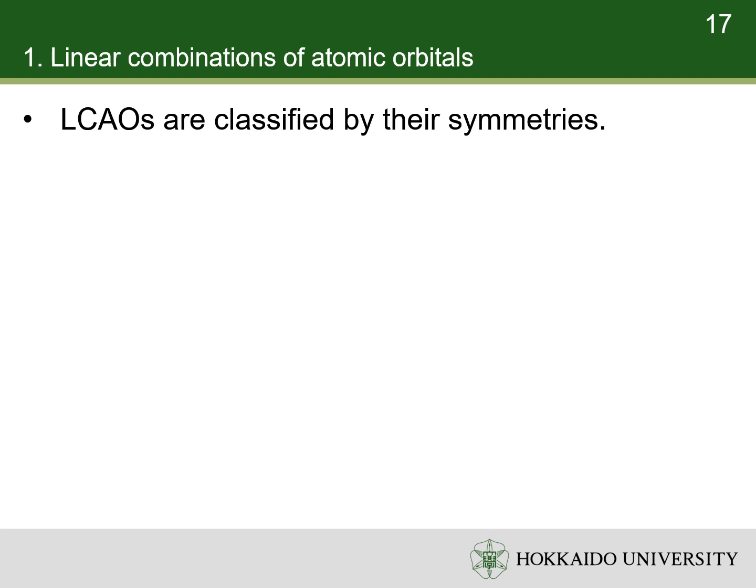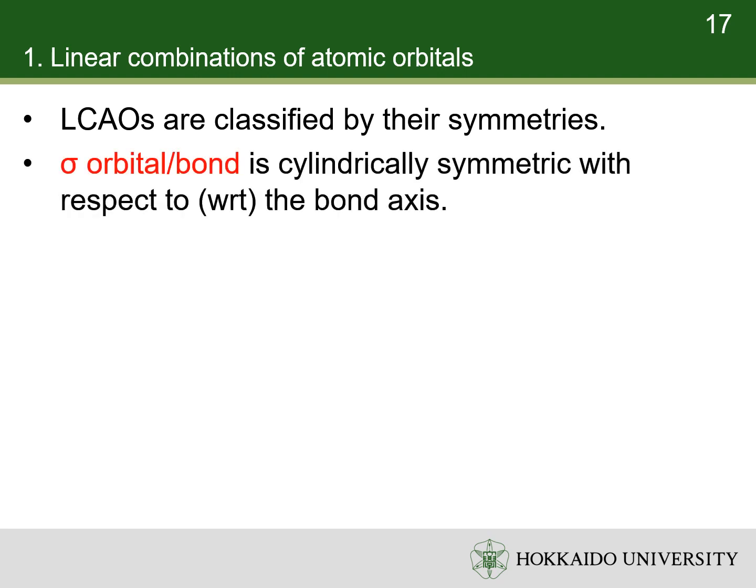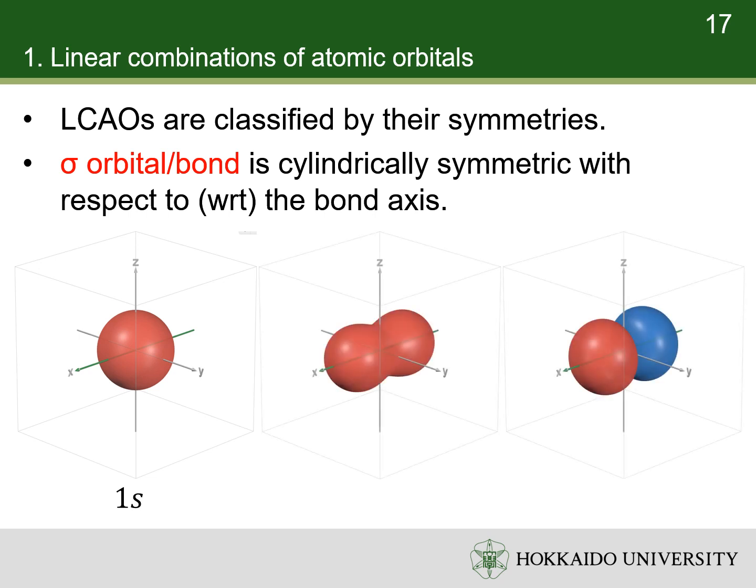LCAOs and chemical bonds are classified based on their symmetries. A sigma orbital is cylindrically symmetric with respect to the bond axis, which is the straight line that connects the nuclei bonded to each other. For example, the 1s orbitals are cylindrically symmetric with respect to the bond axis. So, their combinations are cylindrically symmetric with respect to the bond axis as well. Therefore, both the bonding and antibonding LCAOs of 1s orbitals form sigma orbitals. The bonding orbital is denoted as sigma-1s, while the antibonding orbital is denoted as sigma-1s with an asterisk at the superscript. The electrons in sigma-1s orbital form a sigma bond.